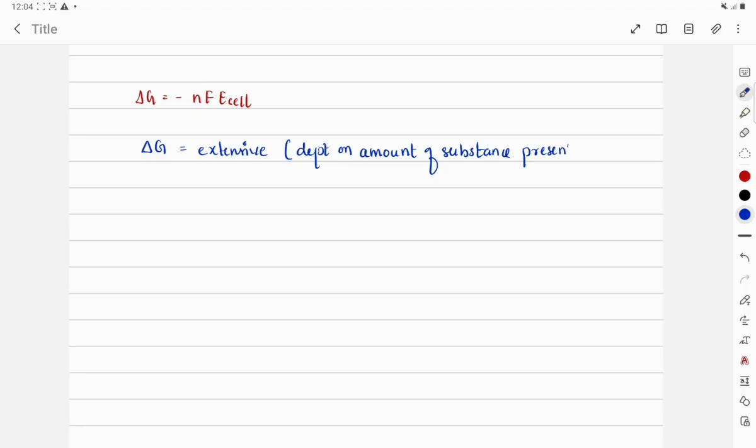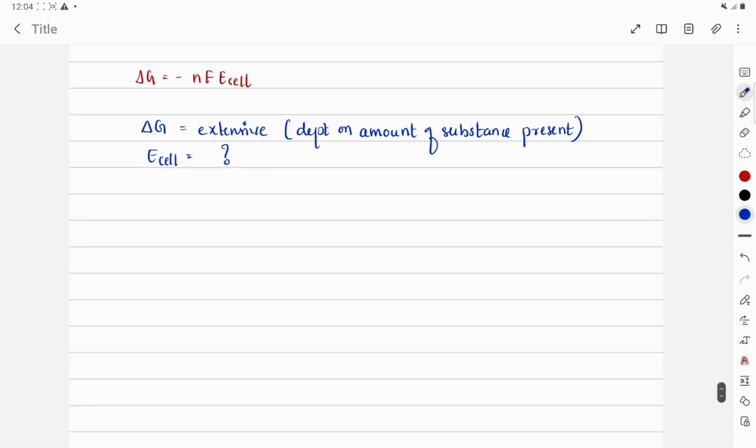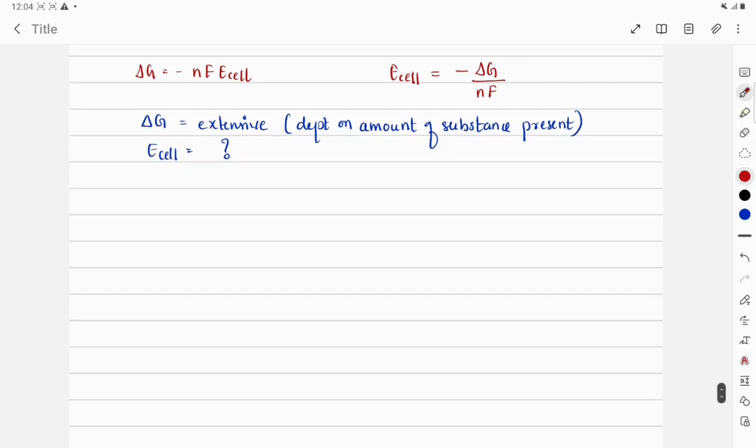So what about E? Is E extensive or intensive? That means, is E cell extensive or intensive? How do you find it out? Let's write E in terms of G. This is delta G in terms of E. Now if you write E in terms of delta G, you will have E cell is equal to minus delta G divided by nF. Now if you see, E is actually equal to what?